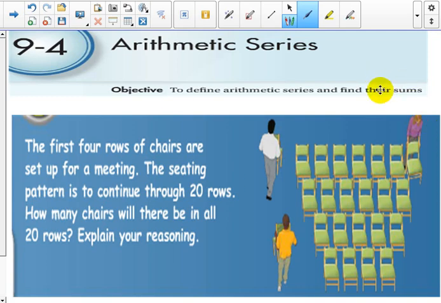Hi, this is Mrs. Downey, and this is Lesson 9-4 of Algebra 2, Arithmetic Series. So our objective today is to define arithmetic series and find their sums.